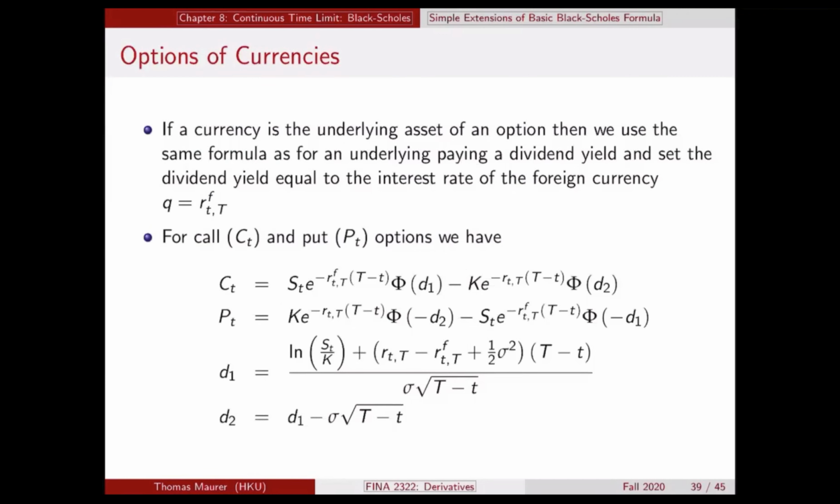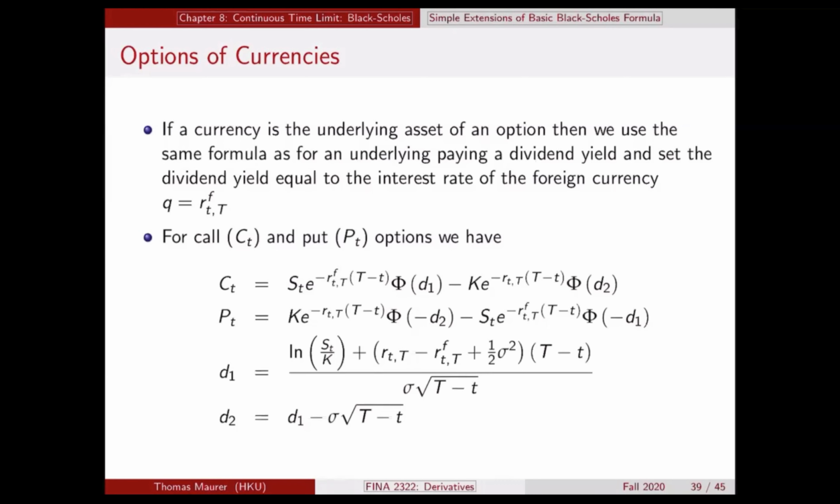We can also look at options written on foreign exchange rates. Here we basically just use the formula for an asset with a dividend yield, where the dividend yield is just the interest rate in the foreign currency. So how do you deal with a dividend paying asset? Instead of just taking the current price of the underlying asset, or in this context, the current spot price of a foreign currency, I just discount that by the foreign interest rate, which is effectively the dividend which that foreign currency earns if I hold a foreign currency.